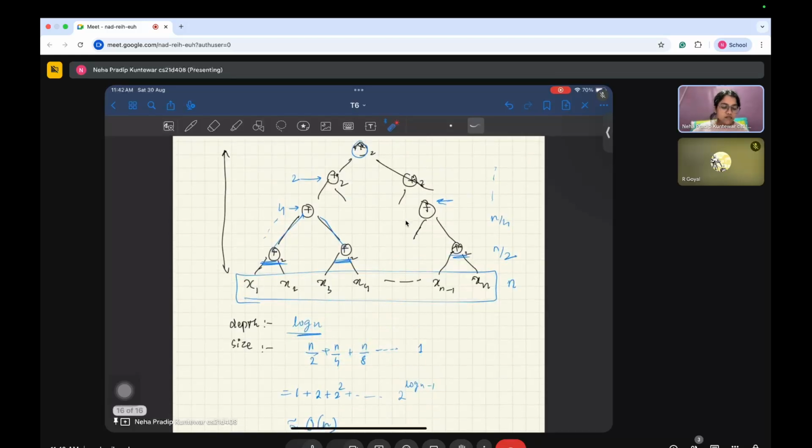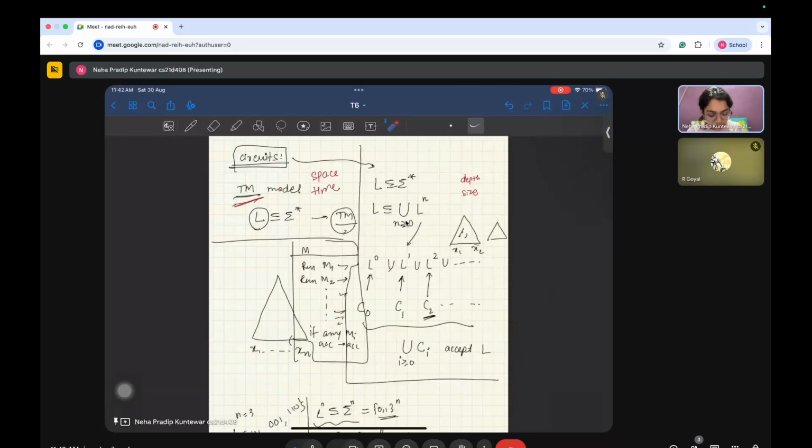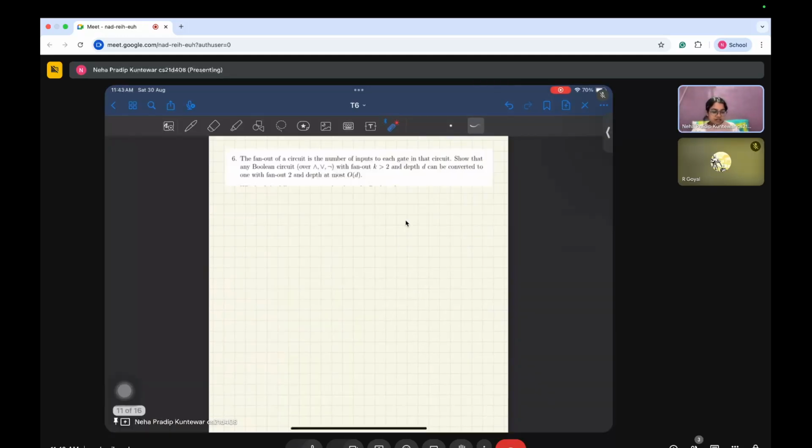But in other cases, it could happen that if you are trying to improve on the depth, you will compromise on the size and vice versa. Like it was there in the case of Turing machines, that if you try to save on time, you may need more space, and if you want to save more space, then you may end up using more time. Similar trade off is there between depth and size, and that will be something that we will explore in the upcoming sessions. There are a couple of questions that were there on the circuit side, but we will discuss that next time.